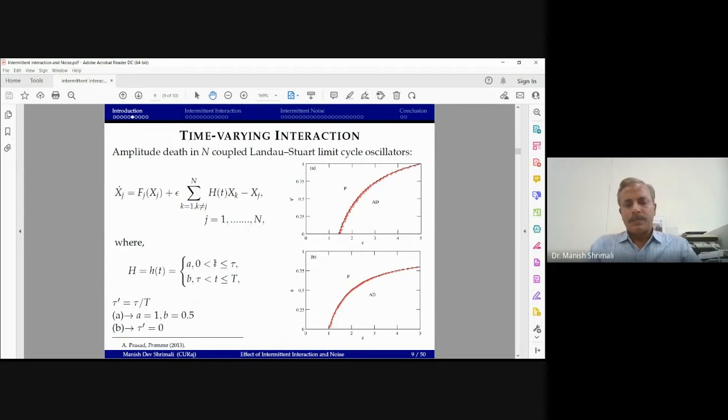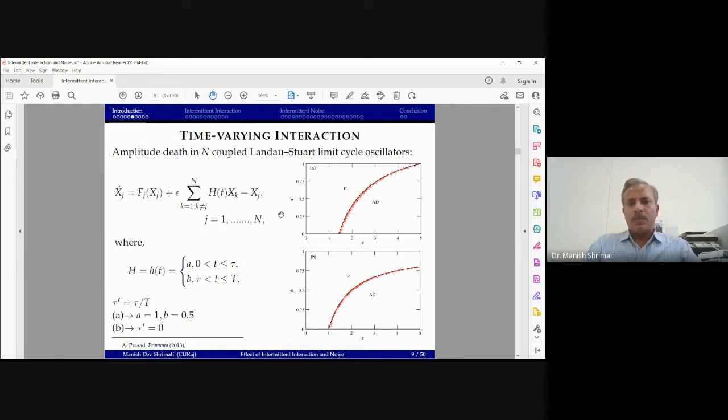And you can see that the strength of this interaction matrix H depends upon time. So if you consider tau as a time interval where the interaction is with a particular strength A, and from tau to capital T, it is with strength B, where capital T is the time period. After that, the same phenomenon is repeated. So A and B you can consider to be 1 and 0. If you consider it to be 1 and 0, it can be considered as a switching on and off interaction, or you can consider any value between 0 and 1.